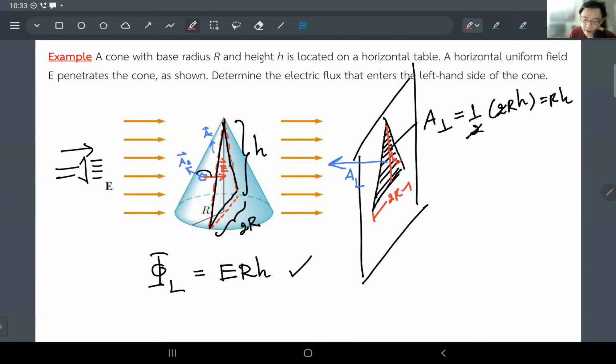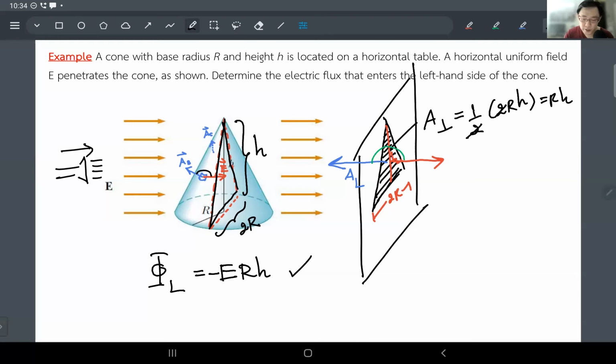But the electric field right now is pointing to the right. So you are making 180 degrees with each other. So it's supposed to be negative. Yeah, that's what it is. Because on the left side of the cone, you have electric field penetrating inward, trying to get into the enclosed volume. So that's why the flux is supposed to be negative.